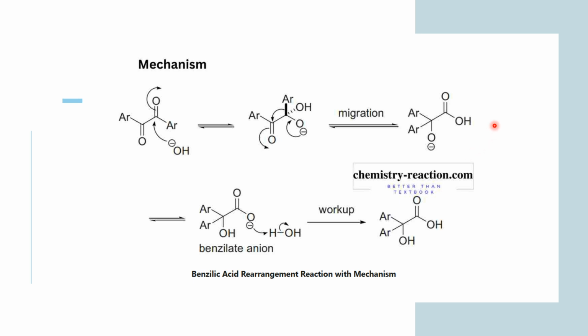And this second oxyanion is now going to take up a proton from the system to give us benzilic acid as the final product, and this rearrangement reaction is called the benzil-benzilic acid rearrangement reaction. Okay, I hope this reaction mechanism is clear to you.